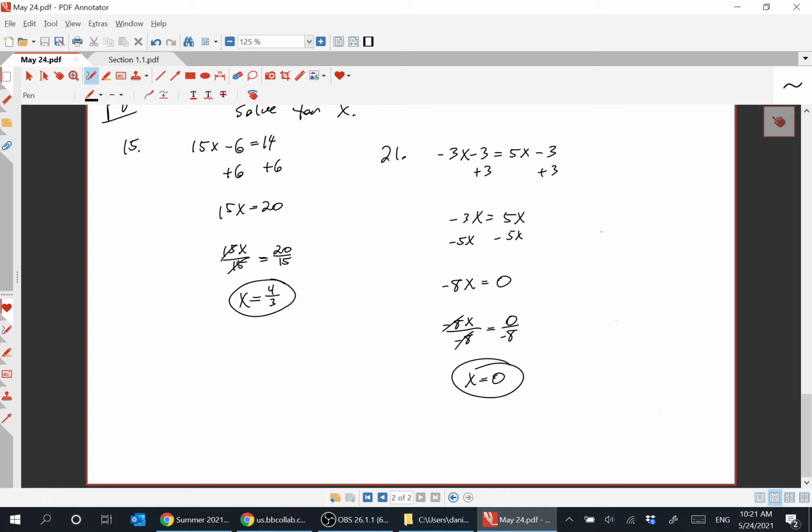So that was 21, 20, so every third problem, 24, similar to 21. Let's do it.